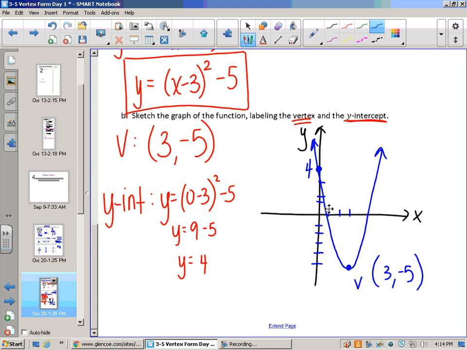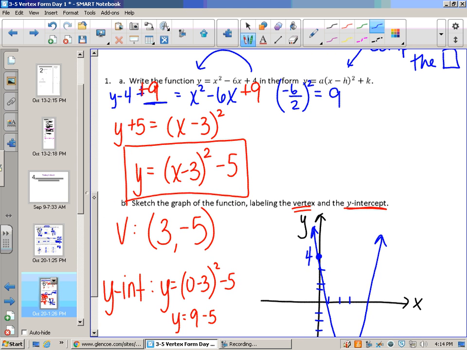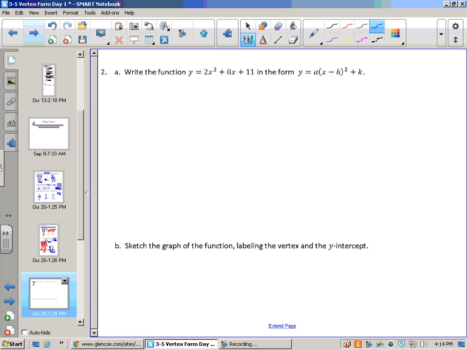Okay, so we're going to try another one like this, writing it in vertex form by completing the square, following the steps that you know from last week. So in this one, write the function in vertex form. So unfortunately here we have a 2. So I'm still going to start by moving the 11 over. So I get y minus 11 equals 2x squared plus 8x. So I need to start by getting rid of that 2. So I'm going to divide everything by 2. I understand that we still have fractions in some places, and that's okay.